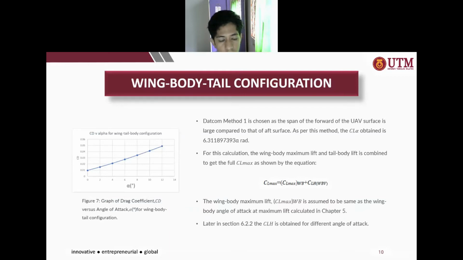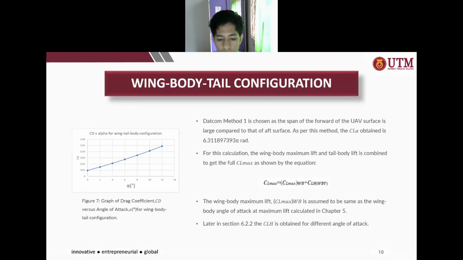So method 1 is chosen as the span of the forward UAV surface is large compared to the after surface. As per this method, the lift coefficient of angle of attack obtained is 6.311 rad. This is followed by the calculation of wing body tail maximum lift. For this calculation, the following equation is used.